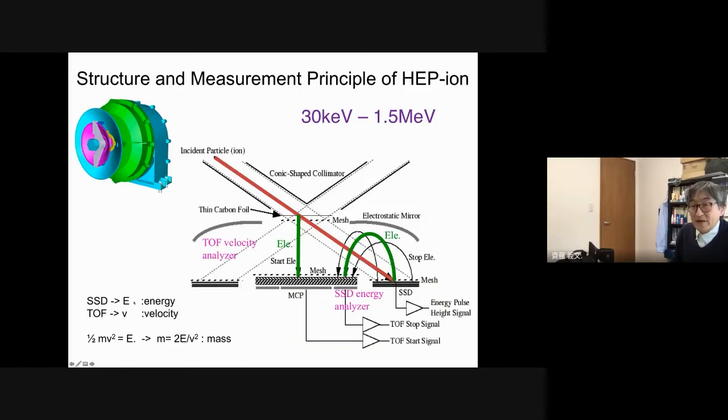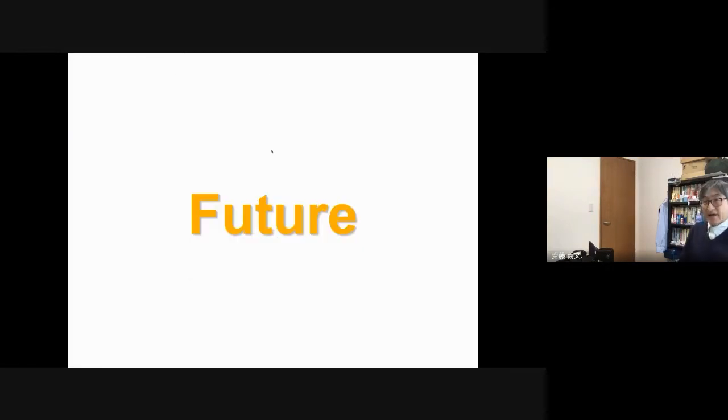So using these parameters, we can determine the mass of these incident ions. So this is the measurement principle of this instrument, the mass spectrometer of high-energy ions. Okay, I will talk about the future development of particle instruments, especially low-energy particle instruments.